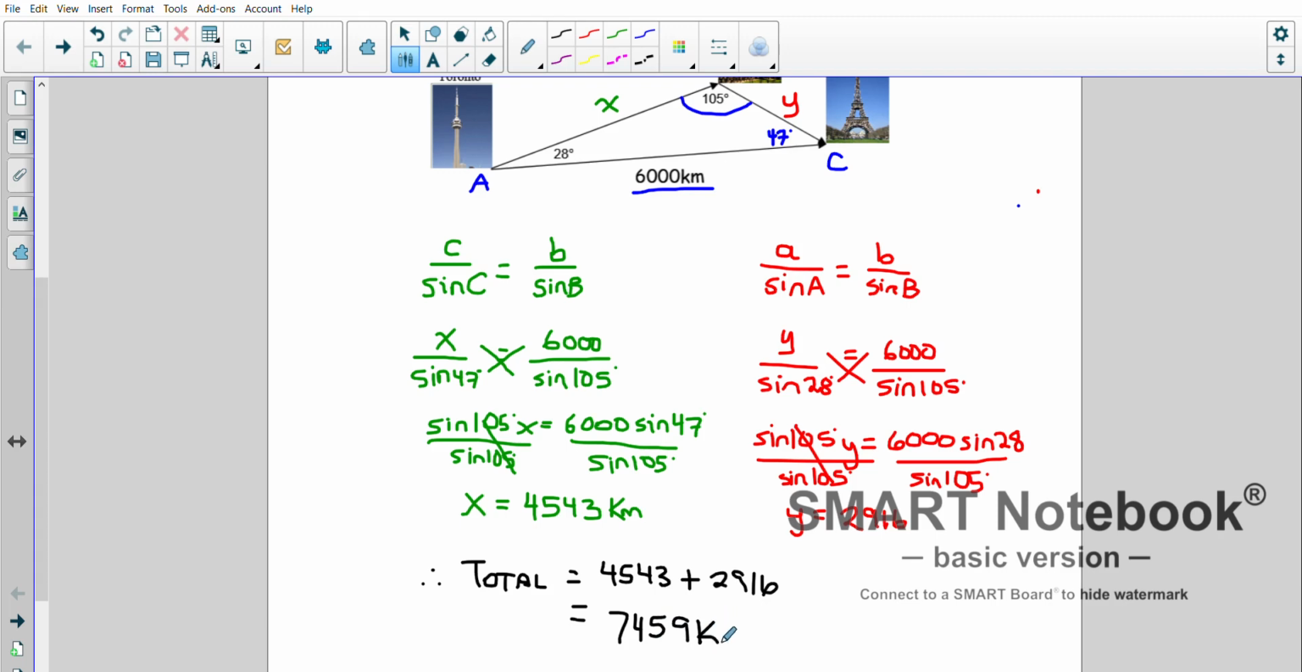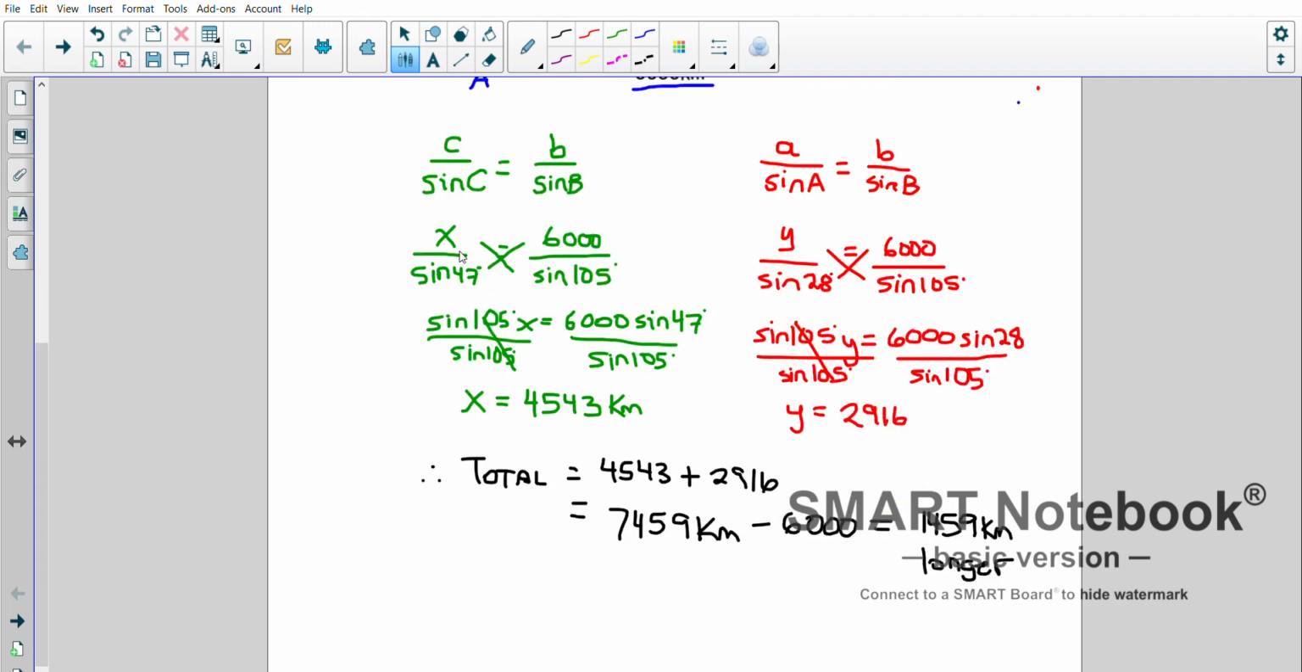So just to answer the question properly, it does say how much longer. So if you had gone directly, it would have been 6,000. So really the answer is 1,459 kilometers longer. And then you should probably put a therefore statement. Therefore, it is this much longer. But we'll just move on. I'll have the therefore statement in the post-it note, but I'm going to try to keep this as short as possible. So there you have it.